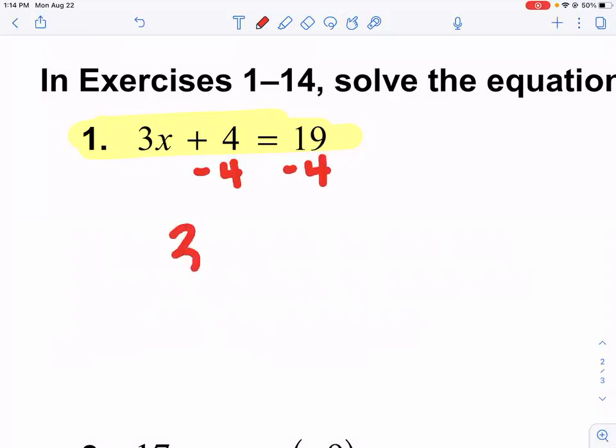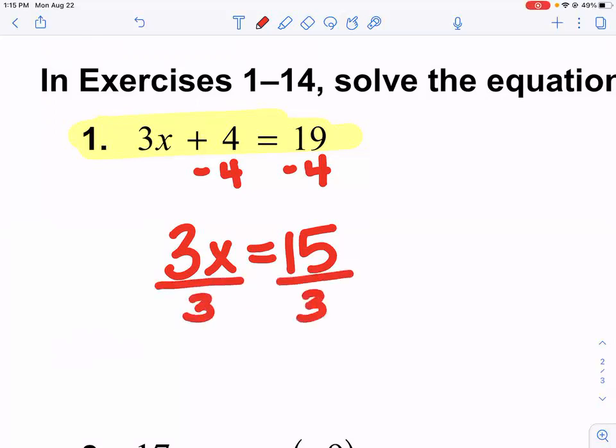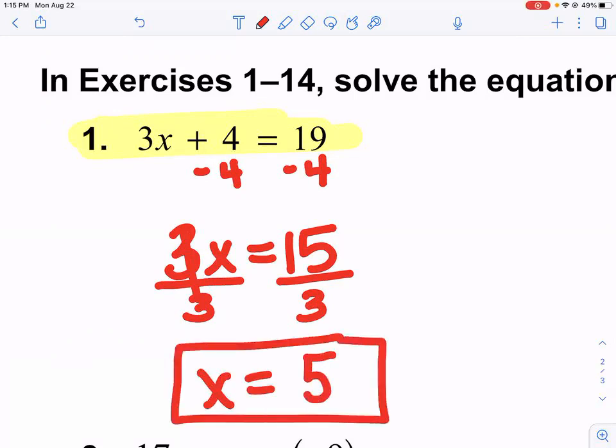So we have 3x equals 15. And how do you get x equals 5, Jonah? What do you do to both sides? So subtract 4 from both sides. Yep. And then what's the next step? Divide by 3. Our coefficient is 3. It's being multiplied to x. So we're going to divide both sides by 3 to get x equals 5.